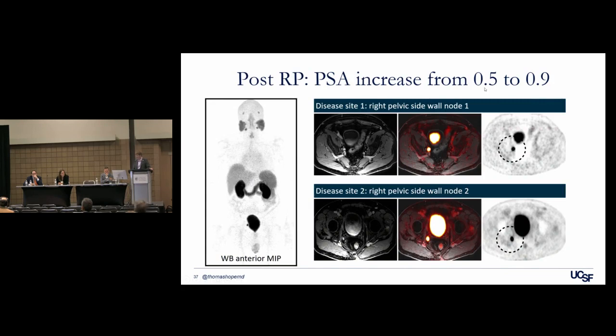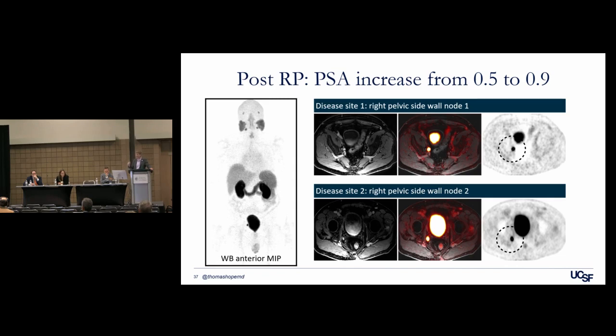Now, here again showing a patient after radical prostatectomy with PSA rise from 0.5 to 0.9. Now, this case I like. This is one of our earliest cases. This patient then got metastasis-directed therapy to those two nodes and has been biochemically free since then, which is pretty impressive. Why I think it's important is you look at these nodes and they are hot, right? You don't need a nuclear medicine physician to interpret this image for you. Anyone can look at this and say, okay, that's prostate cancer.